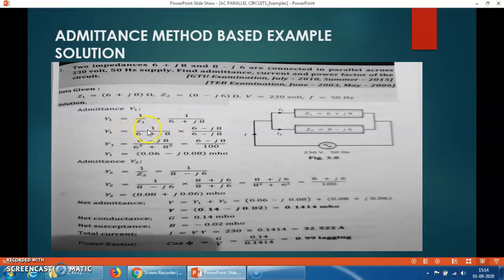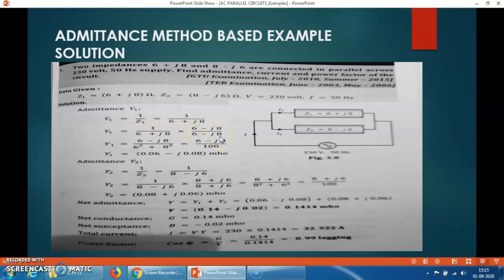Finally Y1 is equal to 1/(6 plus j8). Now 6 plus j8 is given, so with the opposite sign we multiply and divide by 6 minus j8. Now Y1 is equal to what? In the numerator, (6 minus j8) into 1, that is 6 minus j8, divided by (6 plus j8) into (6 minus j8).